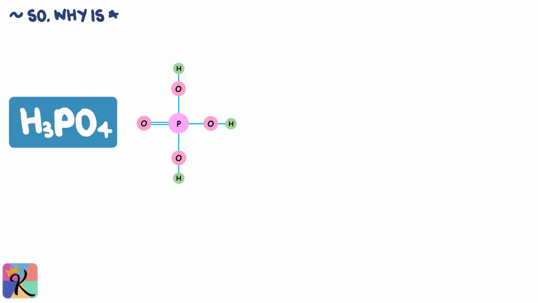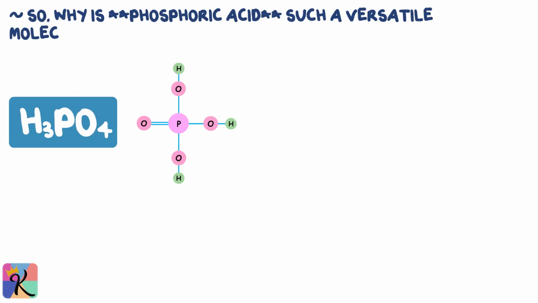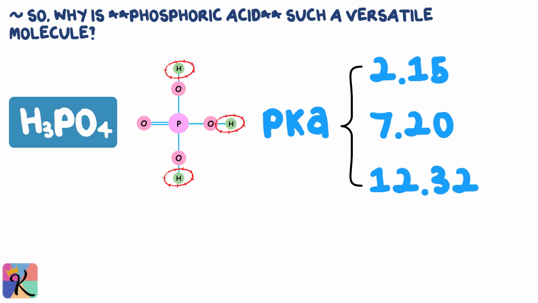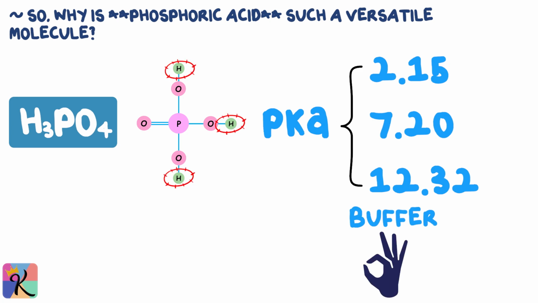So, why is phosphoric acid such a versatile molecule? It all comes down to its 3 acidic hydrogens, each with a unique pKa value. These values are 2.15, 7.20, and 12.32, respectively, covering a wide range of the pH scale. This range allows phosphoric acid to act as an excellent buffer, capable of maintaining pH stability in various biochemical environments.